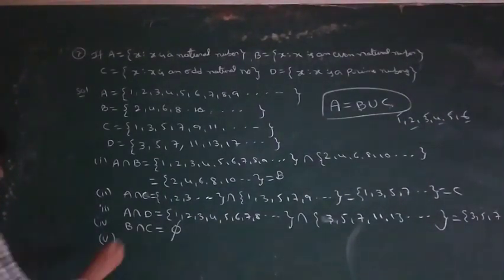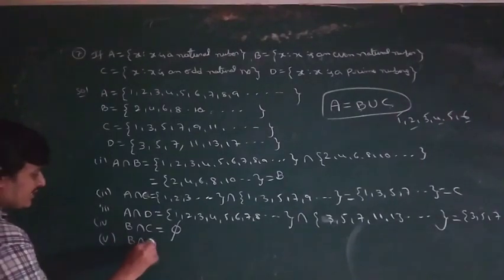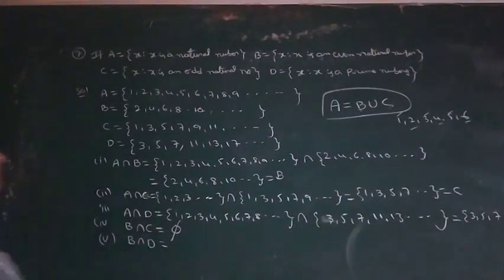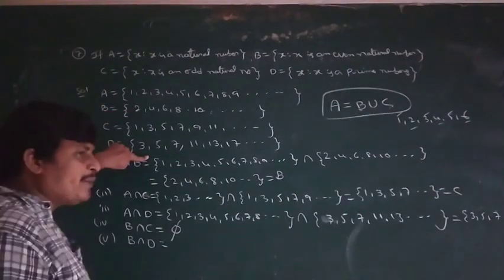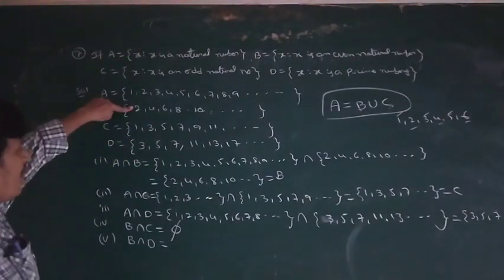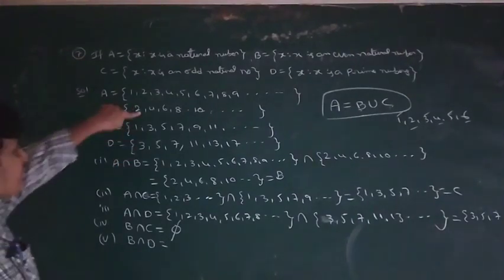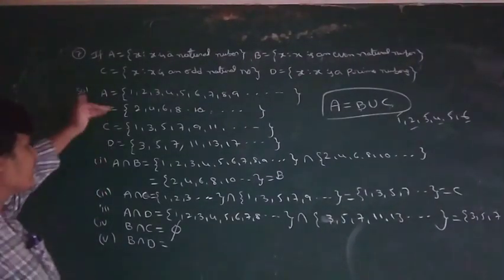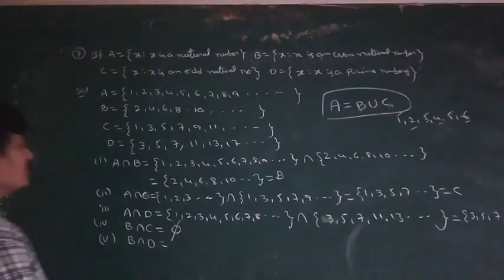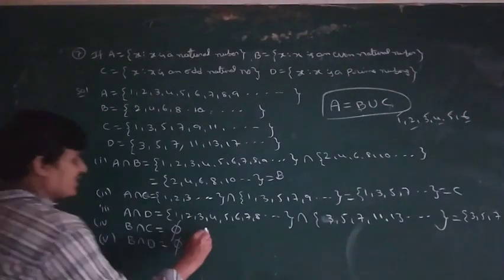Next, B intersection D. B is even numbers and D is prime numbers, so there is no common element between B and D. Both are different sets. So this is also phi. Next, the sixth one.